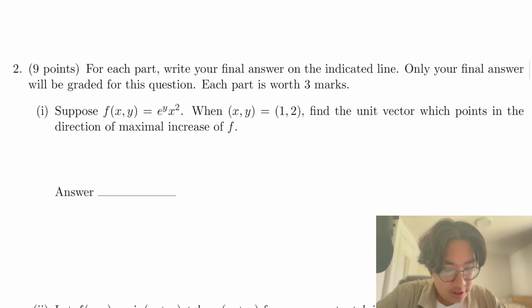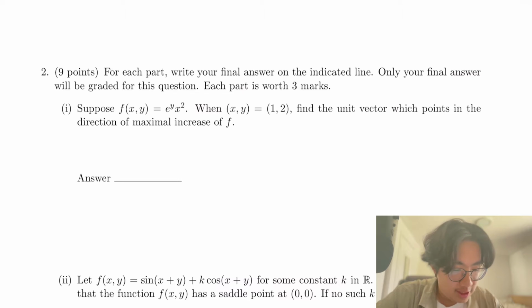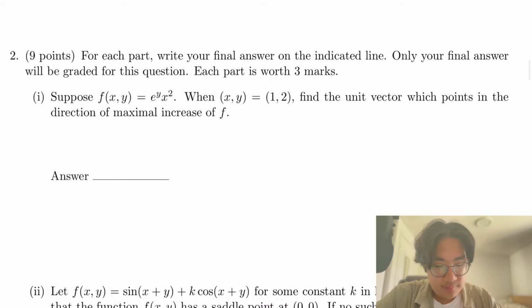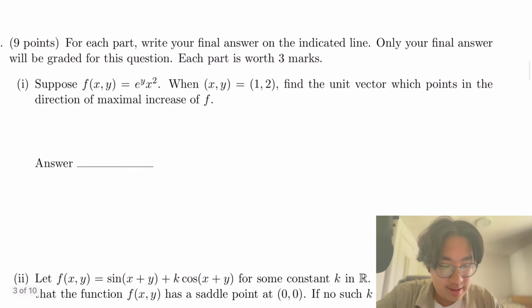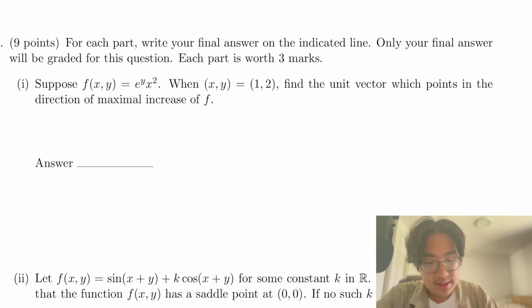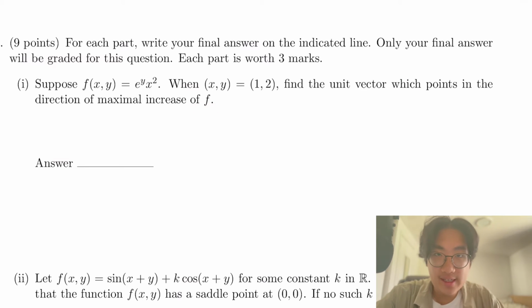Question 2. For each part, write your final answer. Okay, so this is again just a short answer part. So part I, suppose f of x, y is equal to e to the y times x squared. When x comma y is equal to 1 comma 2, find the unit vector which points in the direction of maximal increase of f. Okay, so let's just dissect that. That simply again means we're looking for the gradient of f.